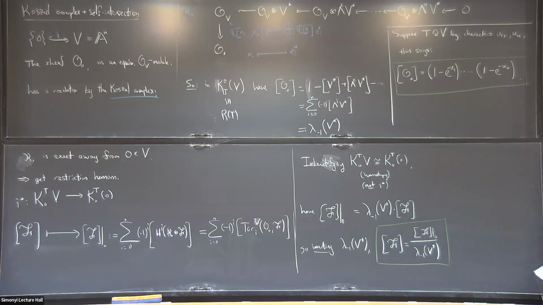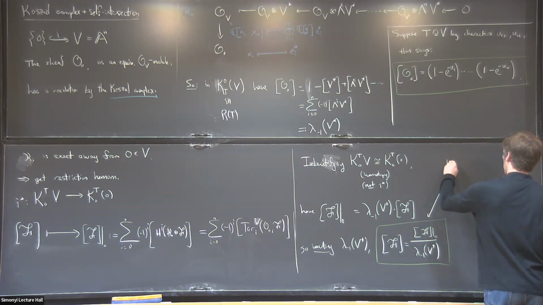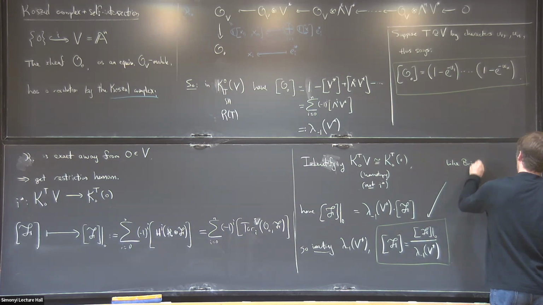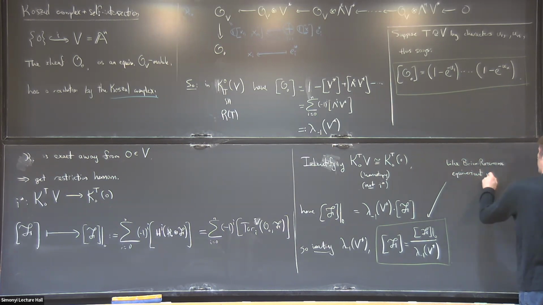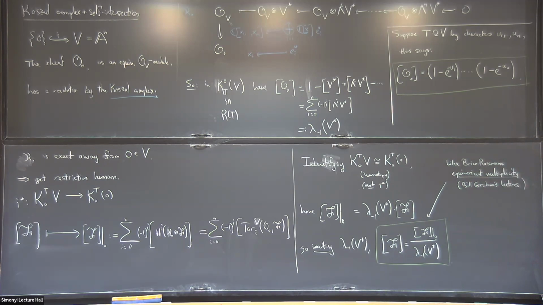Okay. So this is like the Brion-Rossmann equivariant multiplicity that I think Bill talked about in his lectures. So this is like a K-theory version of the equivariant multiplicity of a point, or the sheaf at a point. And I'll make that more precise a little bit later.